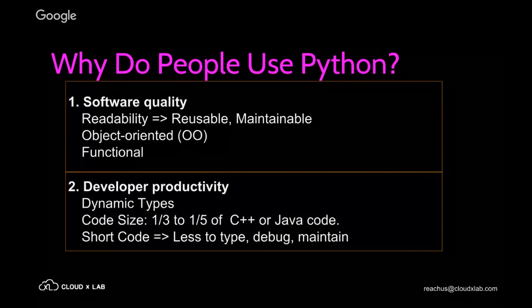So that's why Python does a very good job, specifically in terms of lines of code. The code size is maybe 1/5 of Java code.